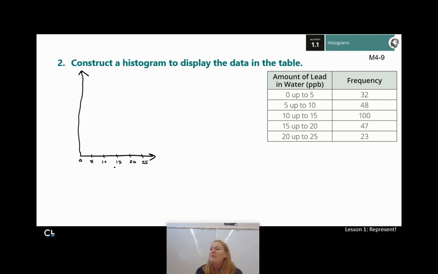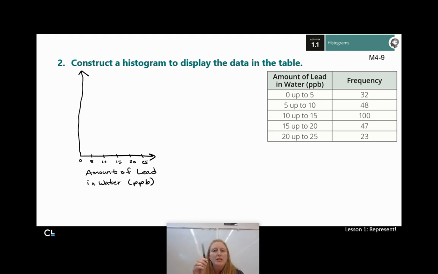Very lovely. I do need to put what the units are, and it looks like my bins are measured in the amount of lead in water, in parts per billion. So I'm going to write that down below. Amount of lead in water. And we said that's in parts per billion, so I'll put ppb.